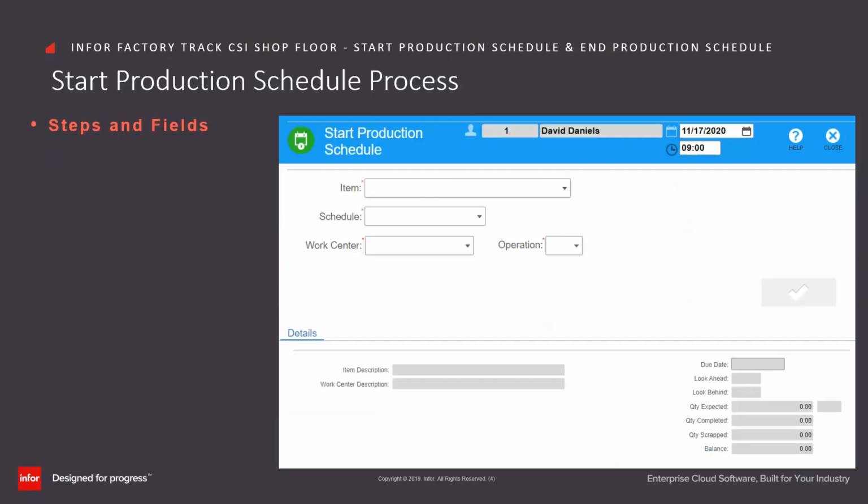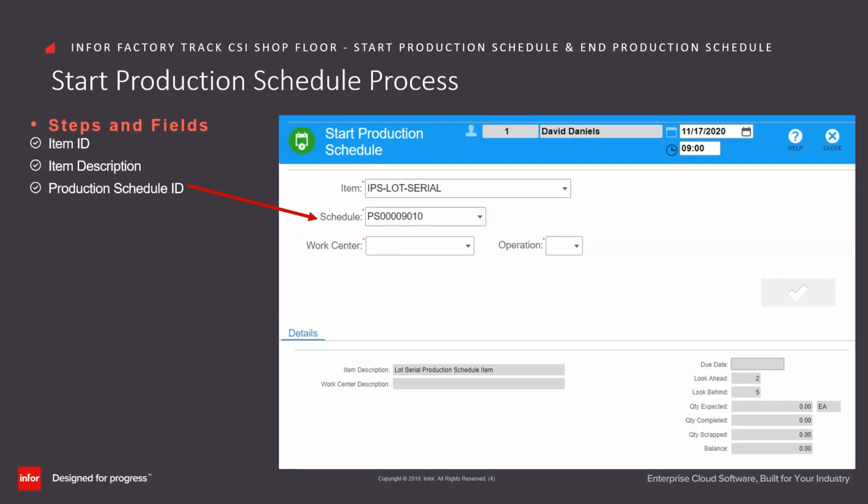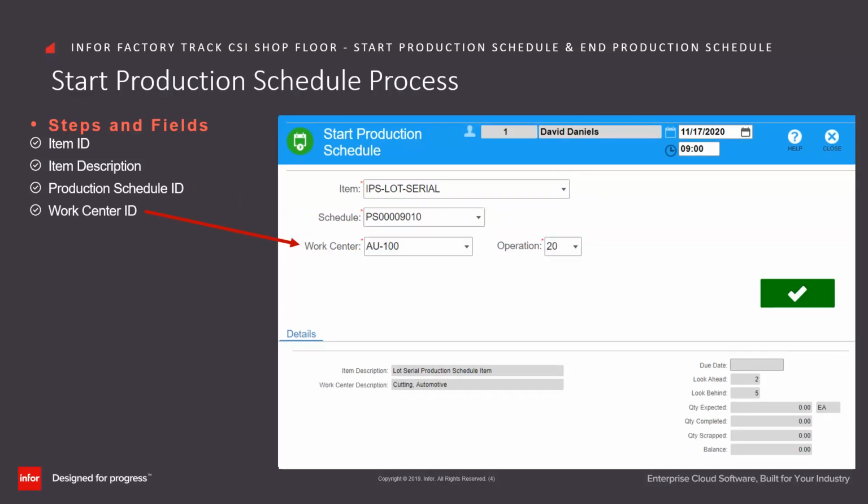In order to start a production schedule, we enter, scan or select from drop-down the standard item number. Factory Track displays the item description and continues to add additional details as more information is provided. Enter, scan or select from drop-down the production schedule ID. Enter, scan or select from drop-down the Work Center ID and the Operation ID.